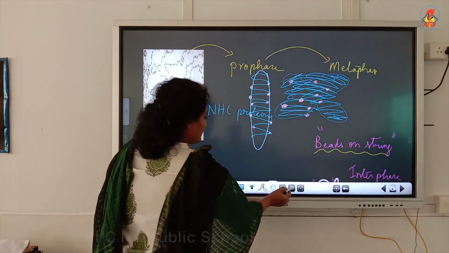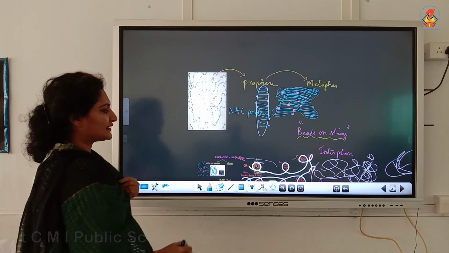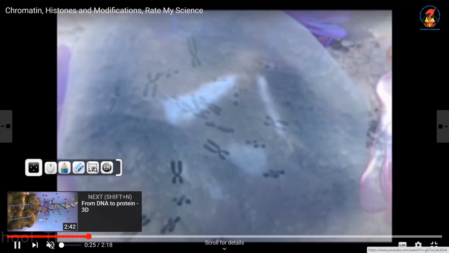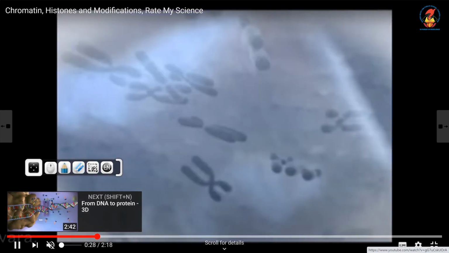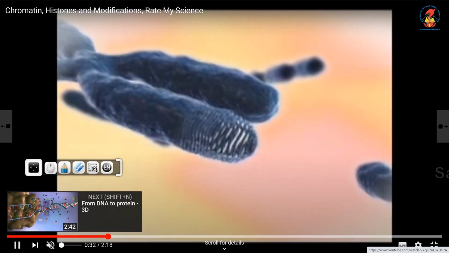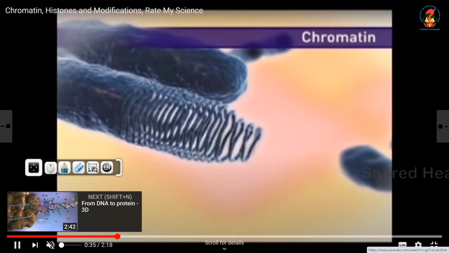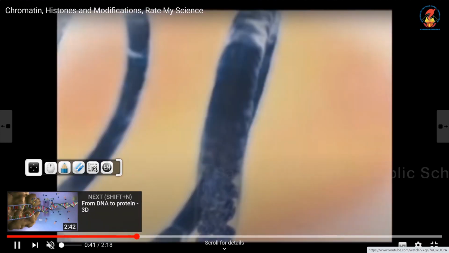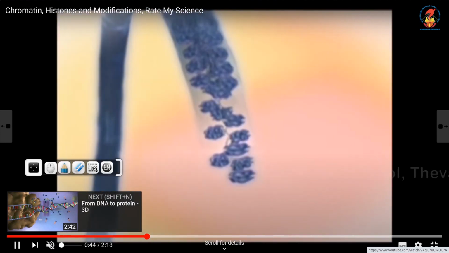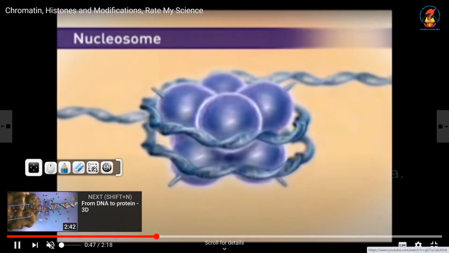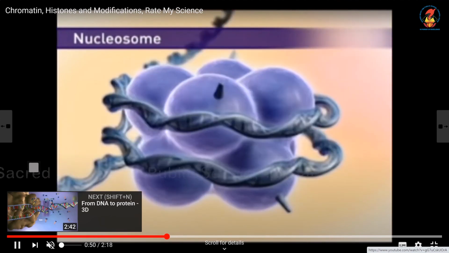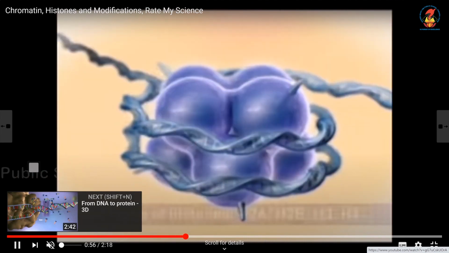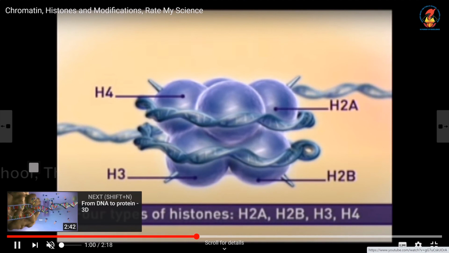Now, a small clipping to get an idea of the packaging. You can see 46 chromosomes distributed in the nucleus. We are zooming into the X-shaped chromosomes of the nucleus. Each X-shaped chromosome of the metaphase stage comprises chromatin. See the way they are packaged? The chromatin in turn is packaged as DNA around the nucleosome. And look at the nucleosome: 8 histones together form a histone octamer, and the DNA wraps around the histone octamer. Clear?